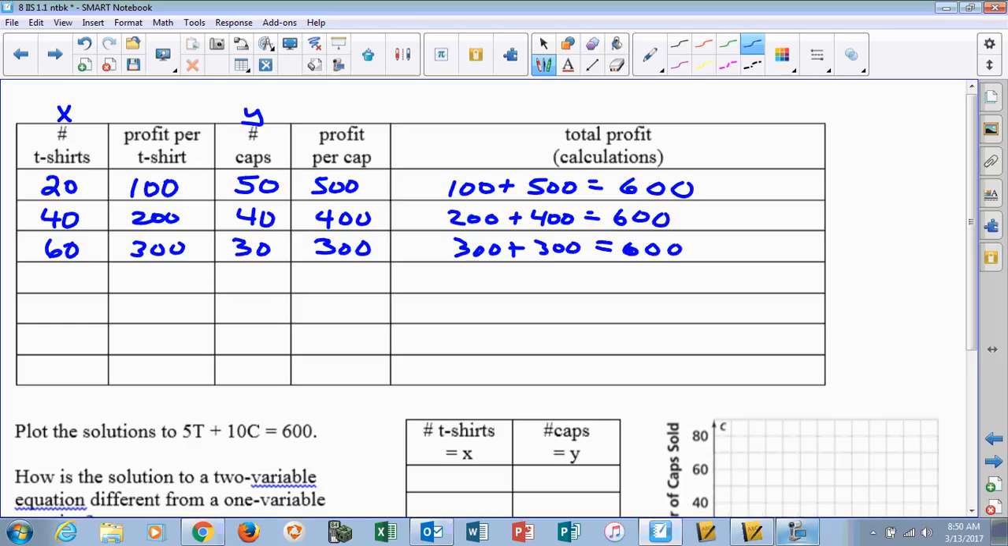All right, good. 3 good ones. All right, guys, give me one of your points. 80-20. So 80 times 5 is 400. 20 times 10 is 200. 400 plus 200 is 600. Good. 100 t-shirts. And then 10 caps. So 100 times 5 is 500. 10 caps times 10 is 100. Okay, good.